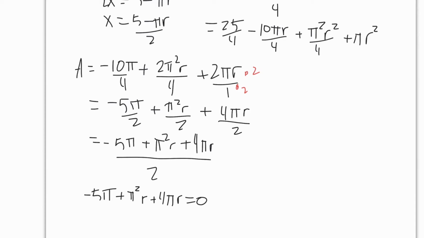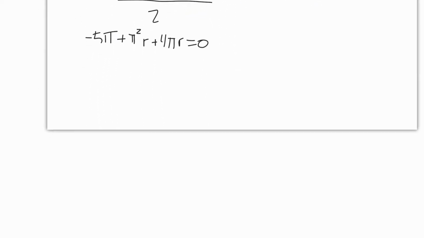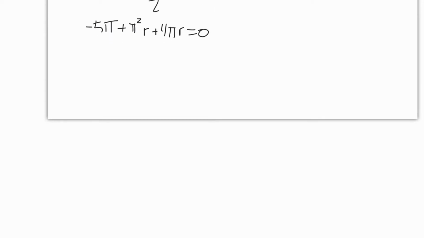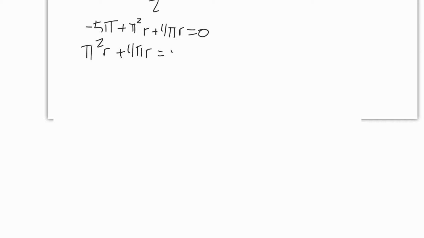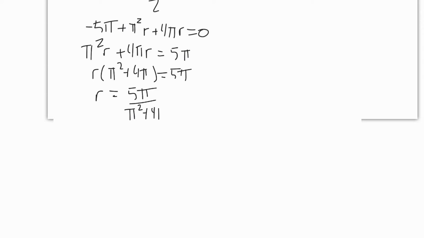Again, it's a bit tricky with the algebra here, but we should be able to solve it if we move everything without an r to the one side and everything with an r to the other side. So that'll give us pi squared r plus 4 pi r equals 5 pi. Can factor out the r to give me r times pi squared plus 4 pi equals 5 pi. So r equals 5 pi over pi squared plus 4 pi.